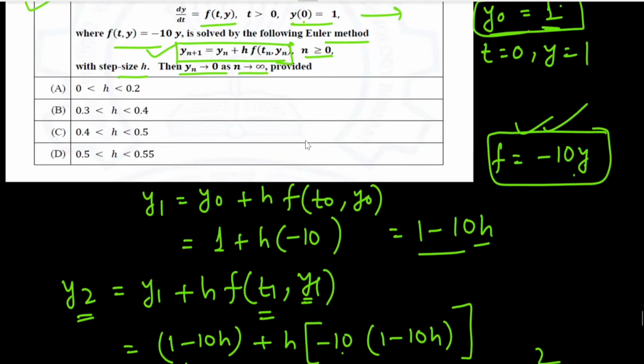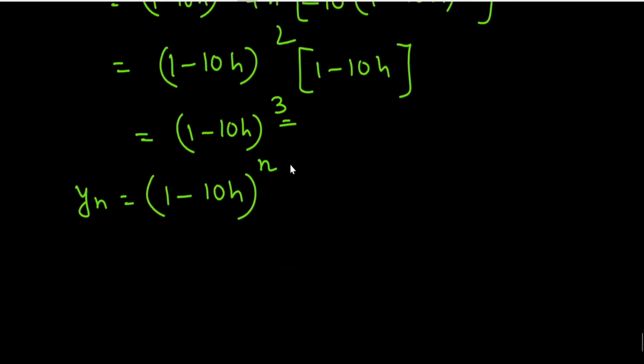Okay, right. So now it is given that y_n tends to 0 as n tends to infinity. Therefore, as n tends to infinity, this term should go to 0. Now, from the concept of limit, this term tends to 0 when its modulus is less than 1. Therefore, modulus of 1 minus 10h should be less than 1.